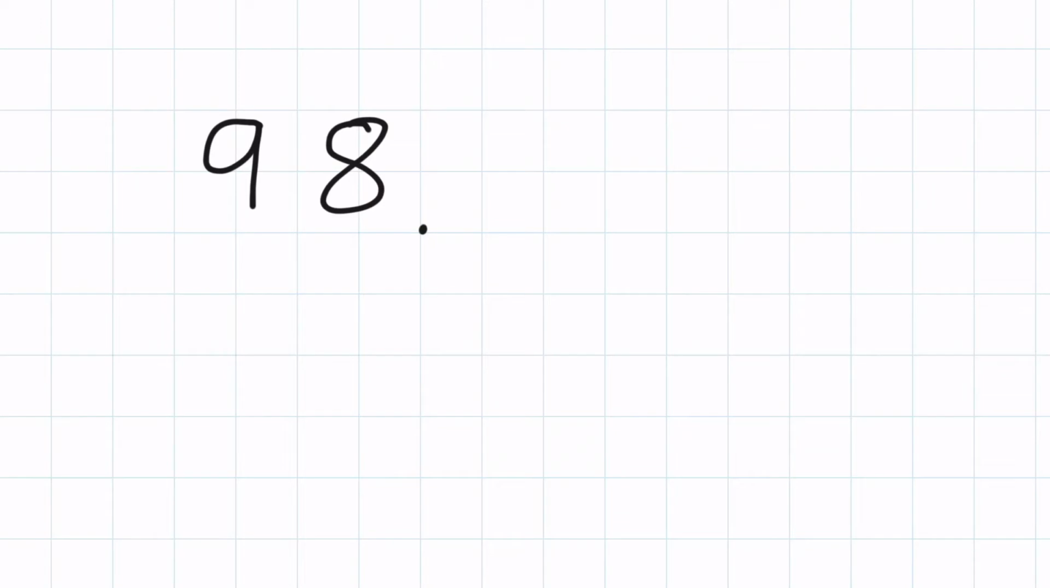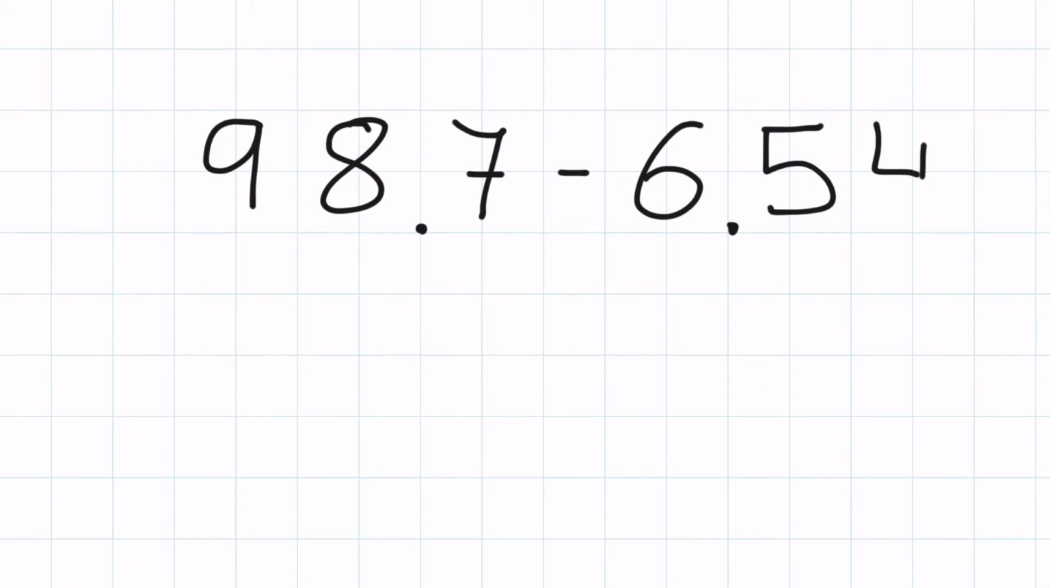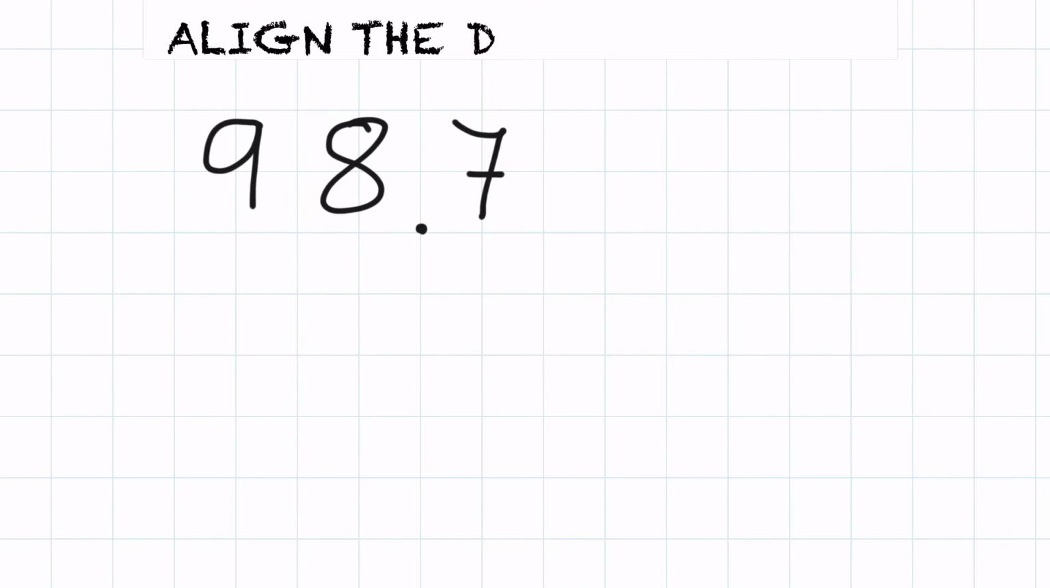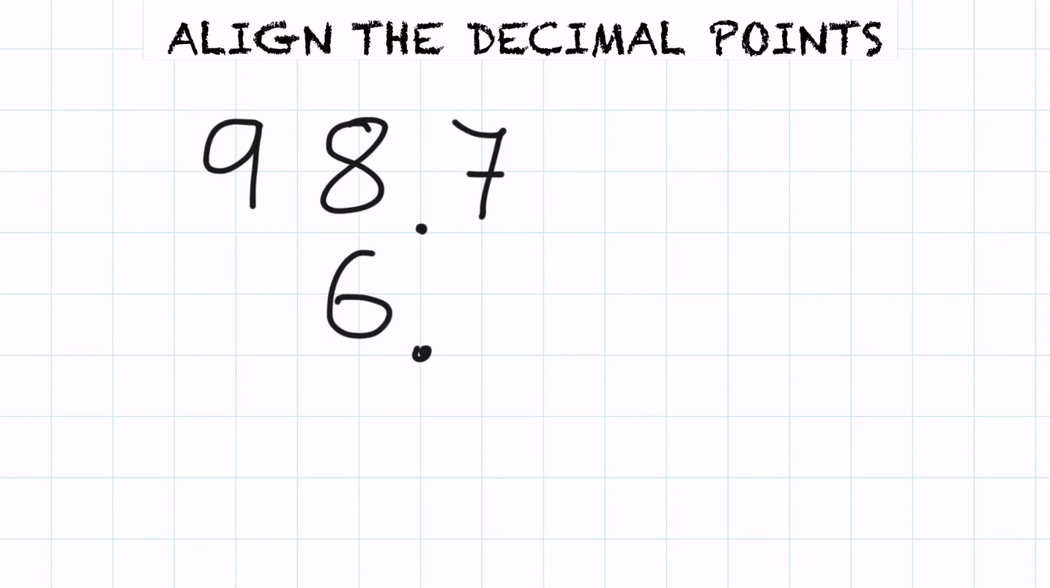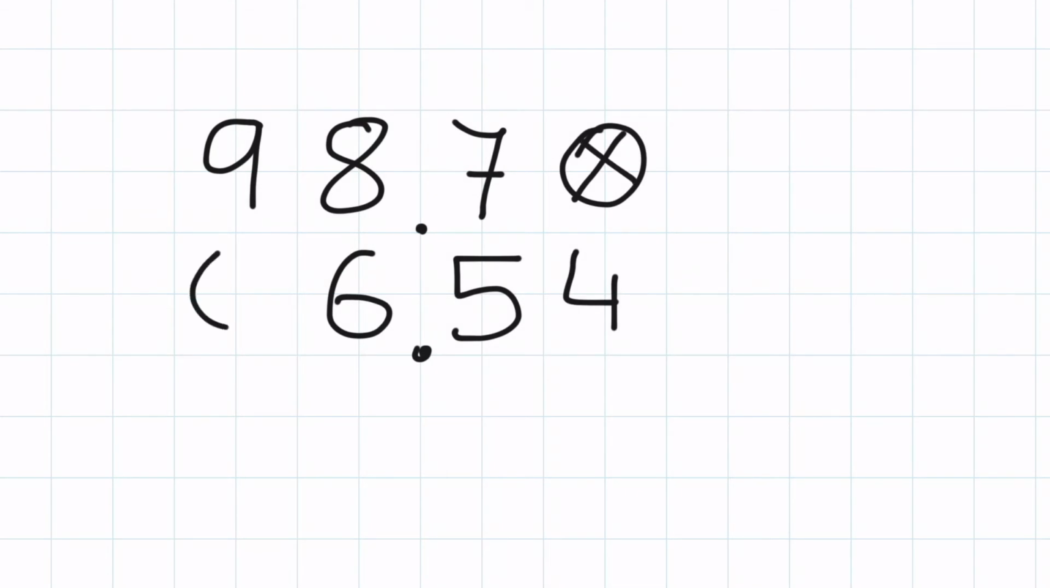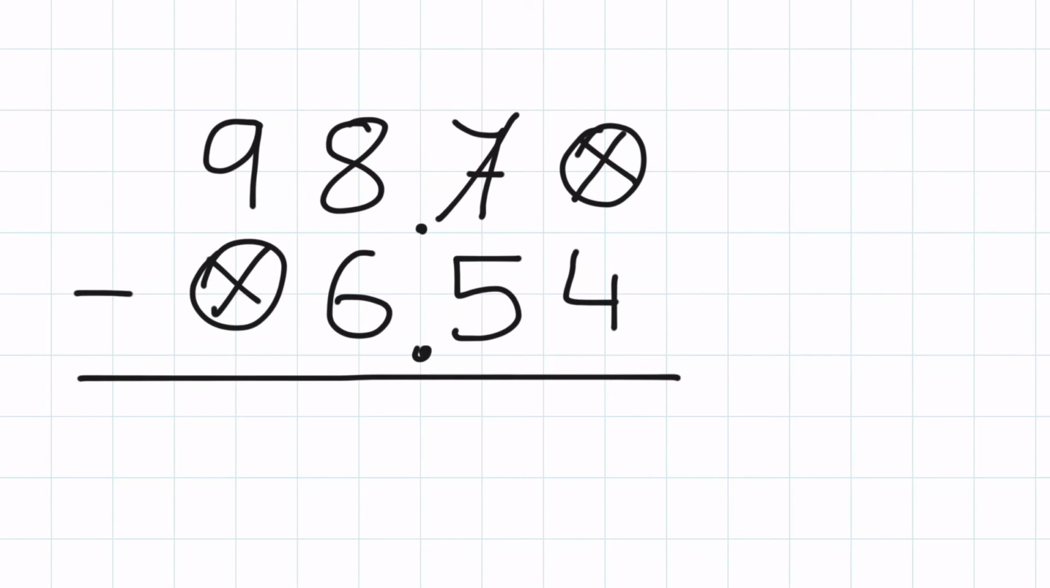What is 98.7 minus 6.54? Or better say, 98 and 7/10 minus 6 and 54 hundredths. First, set the first number, 98.7. Now, align the decimal point. Remember that when we subtract, the biggest number goes on top. Now that we have the decimal points aligned, fill in the numbers, add the zeros or placeholder, and solve it.